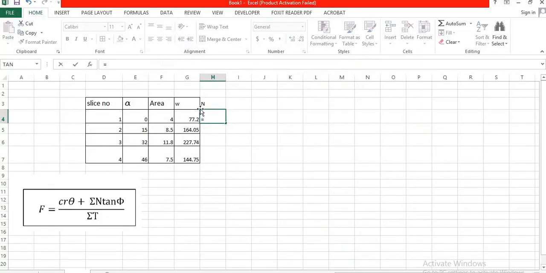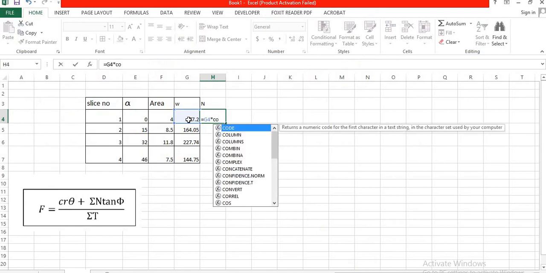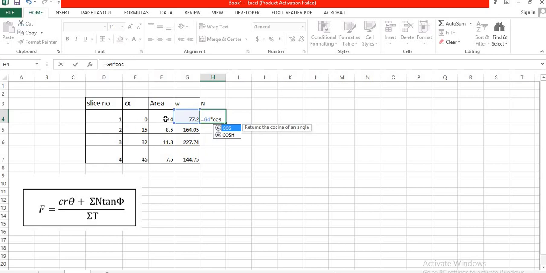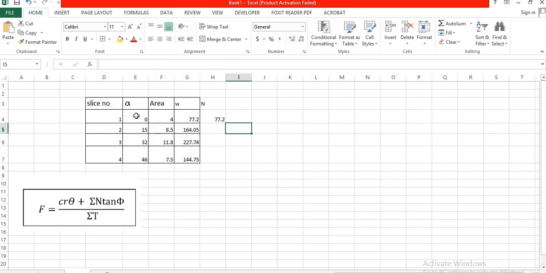So we write W multiplied by cosine, but remember in Excel we need to enter the radian value. So I'm going to write cosine in radians of that alpha value, with 2 brackets. For example, W cos 0 is the same value, because we know cos 0 is 1. So we get our N values. That column is done.